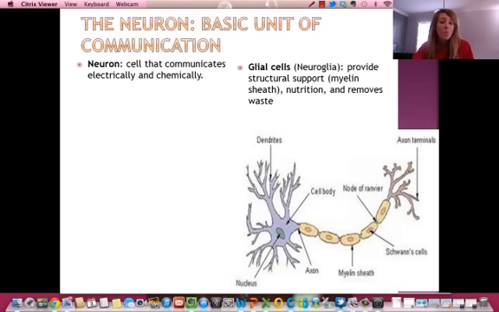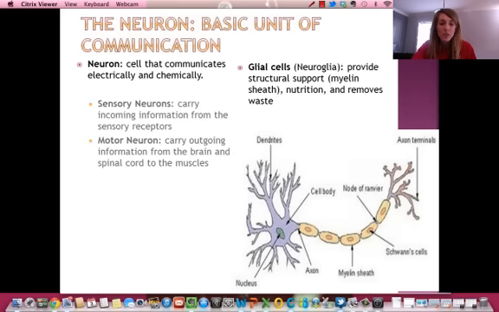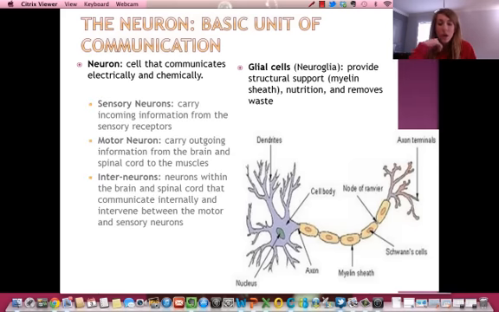So, a couple of things, right? A neuron is the basic building block of your nervous system. It's made up of billions and billions of neurons, right? And it's a cell that communicates, and it communicates through electricity and through chemicals, okay? So we already talked about these different types of neurons. I mentioned them in the previous vodcast.